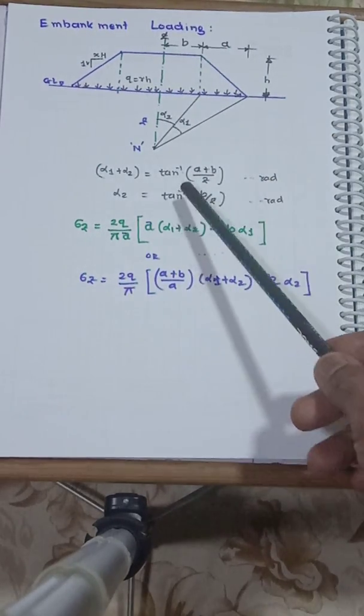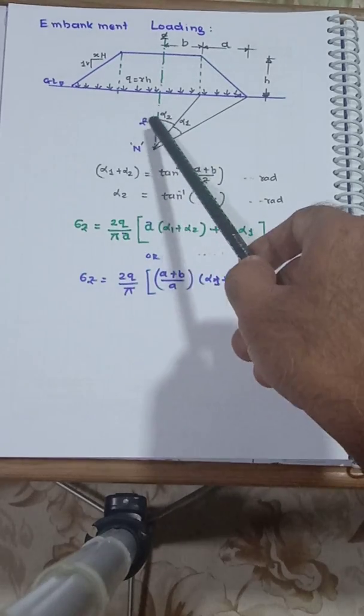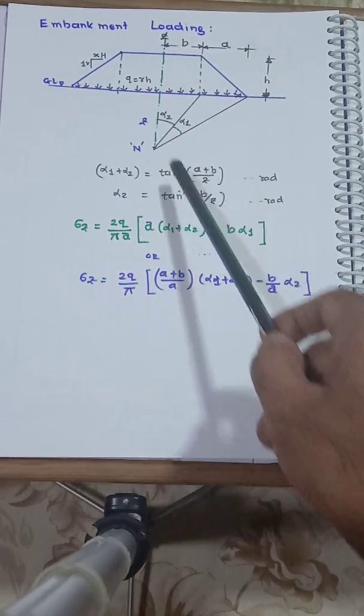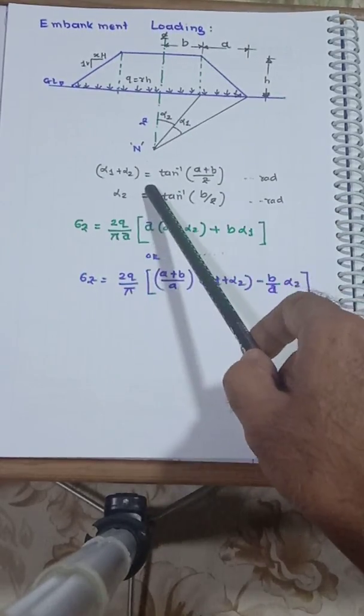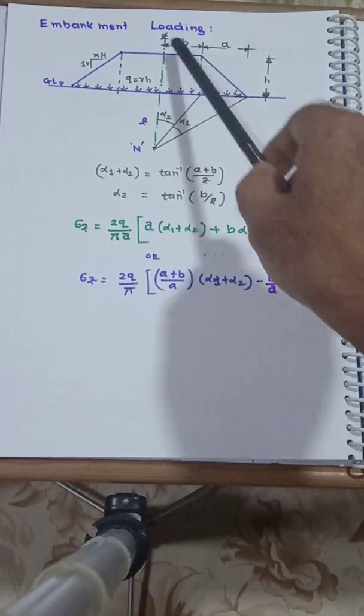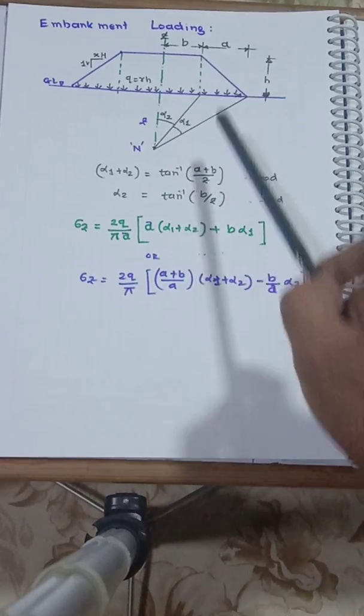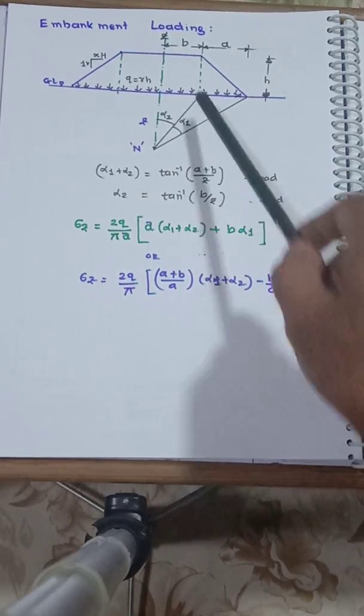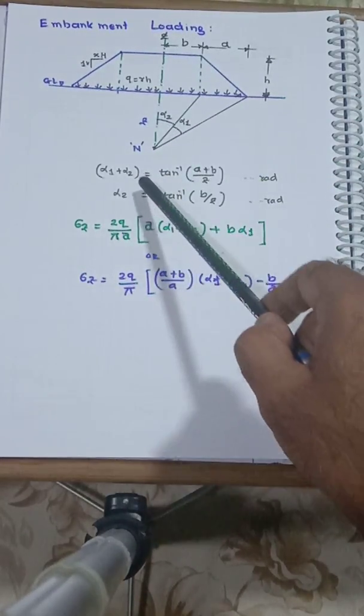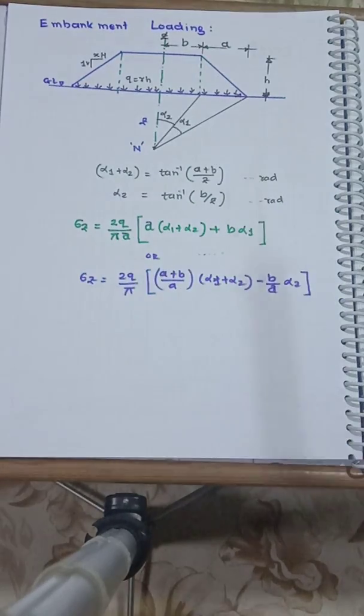So first we calculate these angles alpha 1 and alpha 2. First calculate the total: tan inverse of (a plus b) by z, and alpha 2 is equal to tan inverse of b by z. Subtract this from this, and you get alpha 1 also. So we have two formats here, either you remember the first or the second.